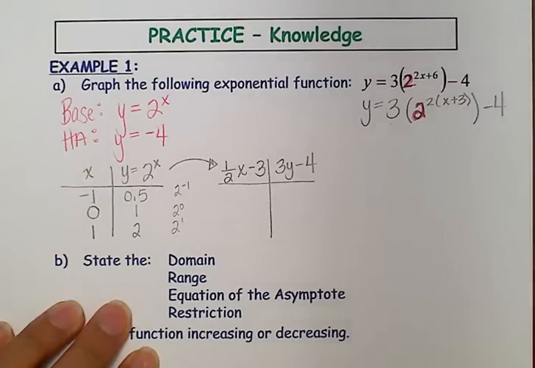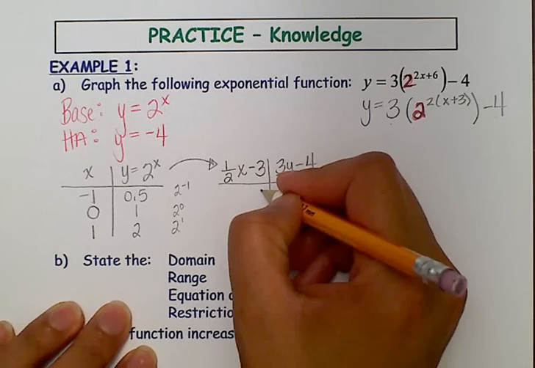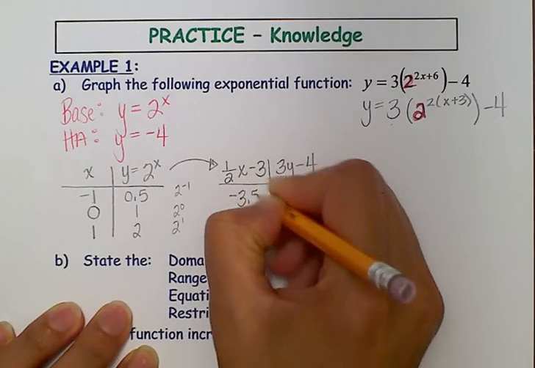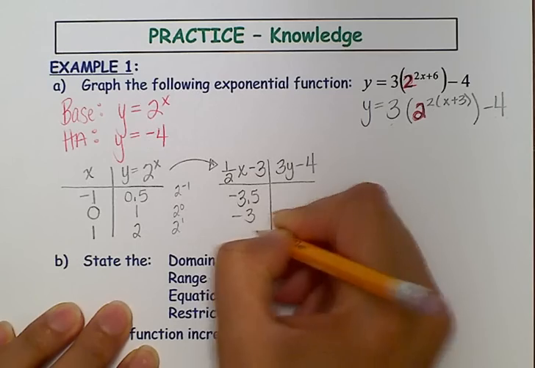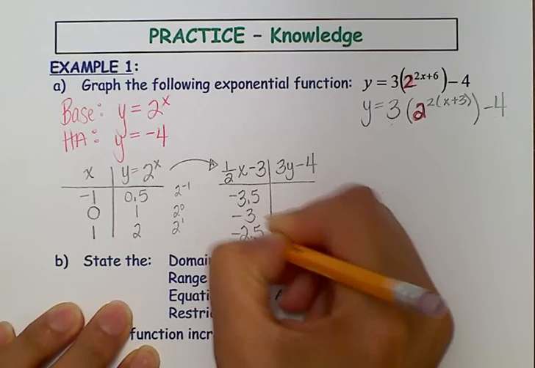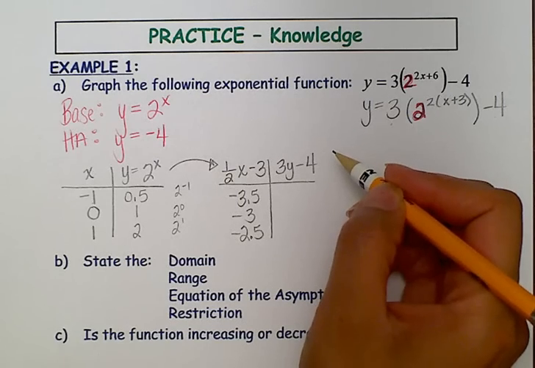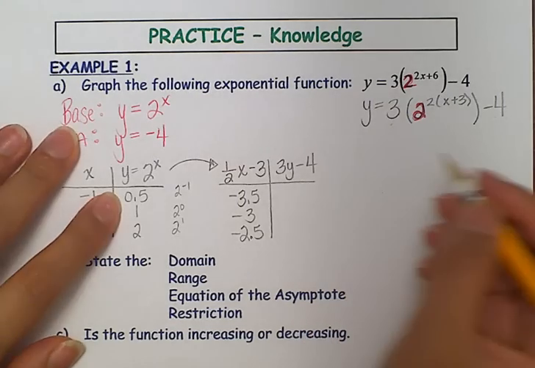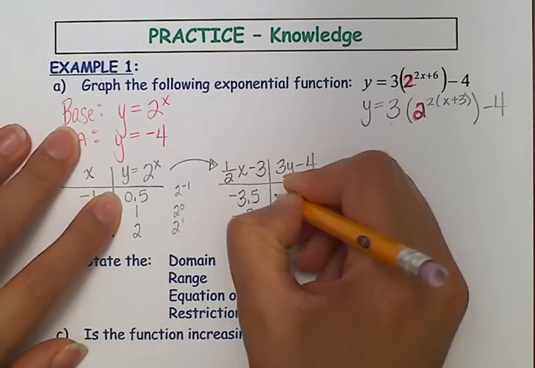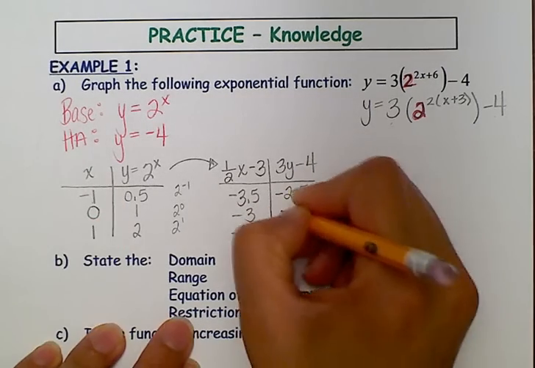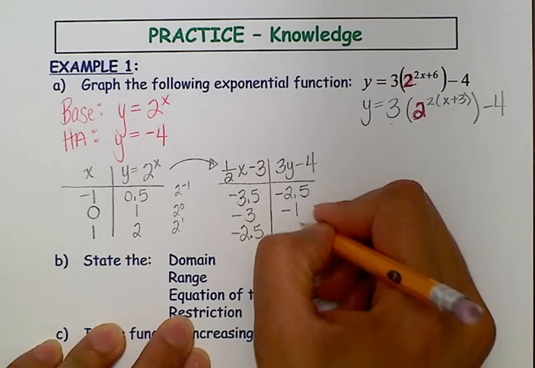Let's find our x and y values of our transformed graph. So this would be -3.5, -3, and -2.5. Okay, and for our y values, 3 times 0.5 is 1.5, and 1.5 minus 4 is -2.5. 3 minus 4 is -1, and 6 minus 4 is 2.